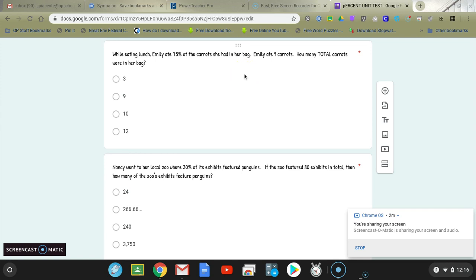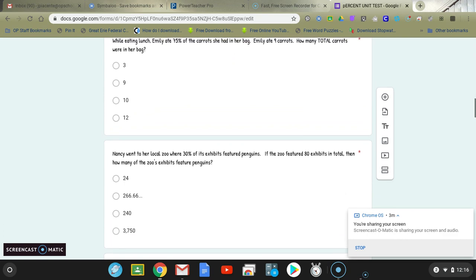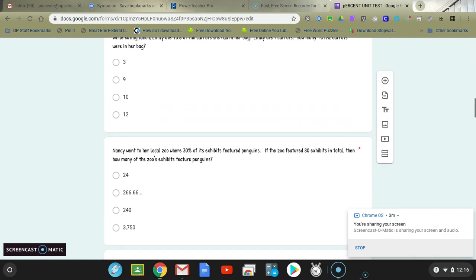Okay, while eating lunch, Emily ate 75% of the carrots she had in her bag. She ate only 9. We want to find the total number of carrots that were in her bag. So again, you're using your part over whole formula. We want to find the total. She only ate some carrots, and that was 9. So your answer choices are 3, 9, 10, or 12.